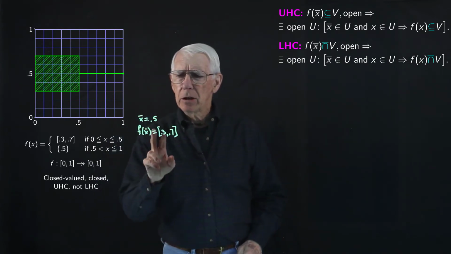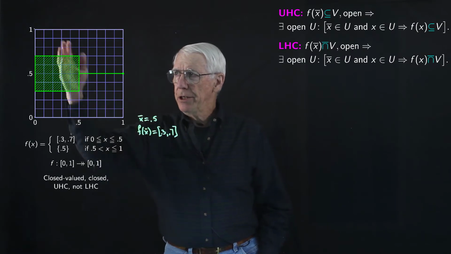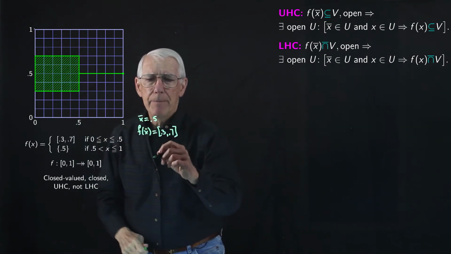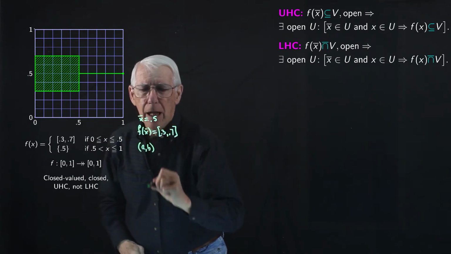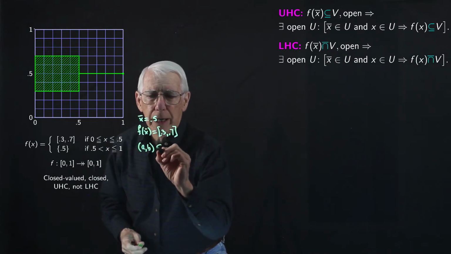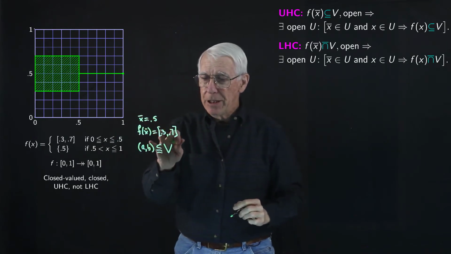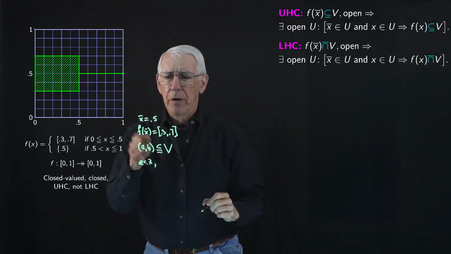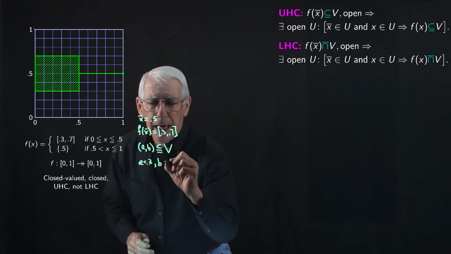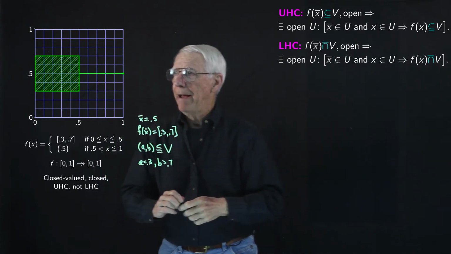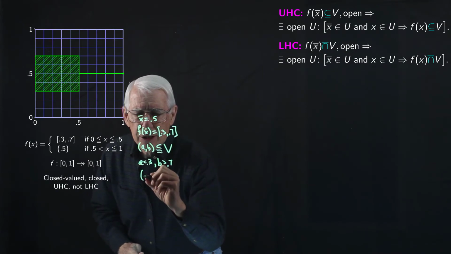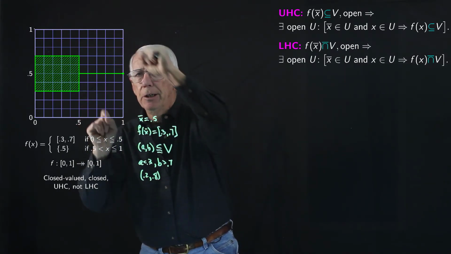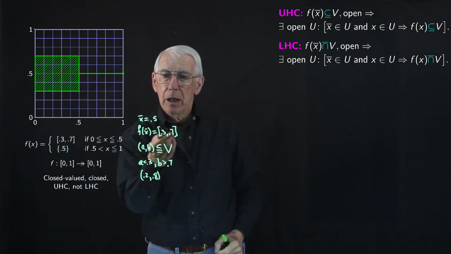So it seems clear that any open set in the target space that contains the closed interval from 0.3 to 0.7 has got to at least include an open interval that is bigger, if you like, than this closed interval. So the open set V, if it contains this closed interval, has to include an open interval with the left-hand endpoint smaller than 0.3, and the larger endpoint bigger than 0.7. Let's take as an example the open interval from 0.2 to 0.8.